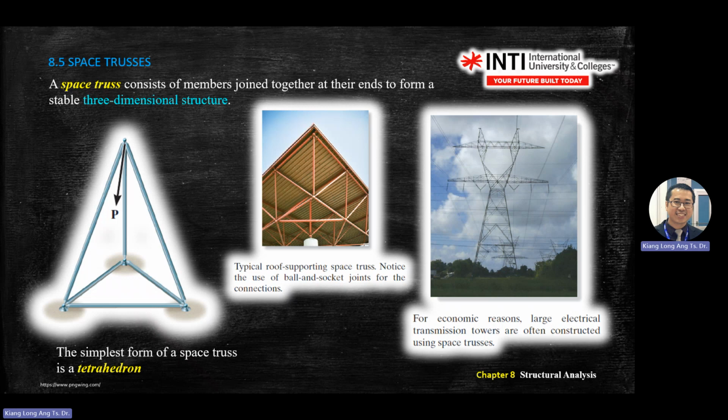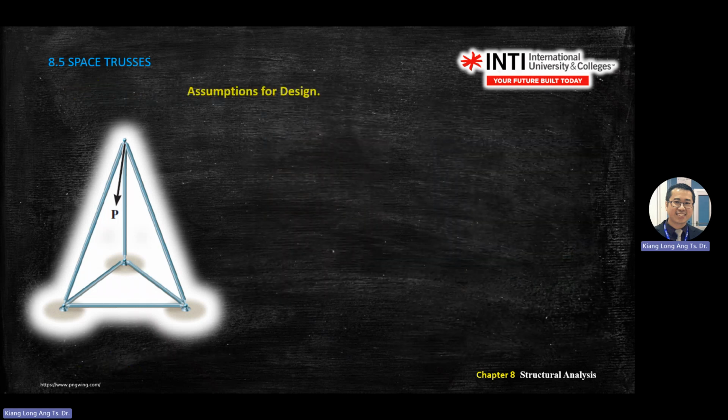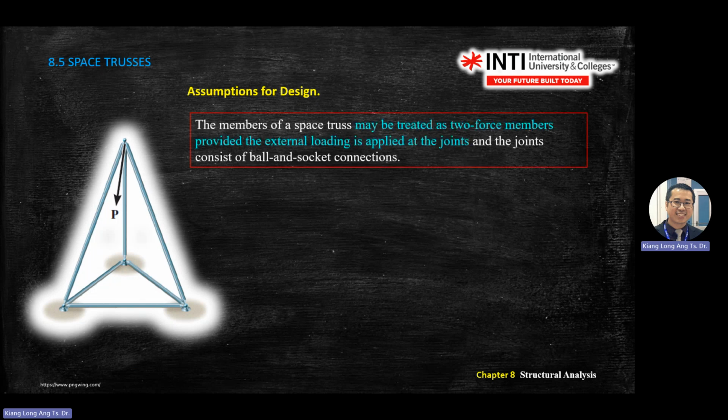So another one is the cable, the trusses for the electric cable. Right. Okay. Now, what is important is that for this class, you should know how to do analysis, right? So the assumption for the design is that the members in the space truss are treated as two force members again. So if you're not sure what is two force member, you need to go back and read the PowerPoint slides, right? Provided the external loading is applied at the joint. So these are the joints. And joint consists of ball and socket connection.